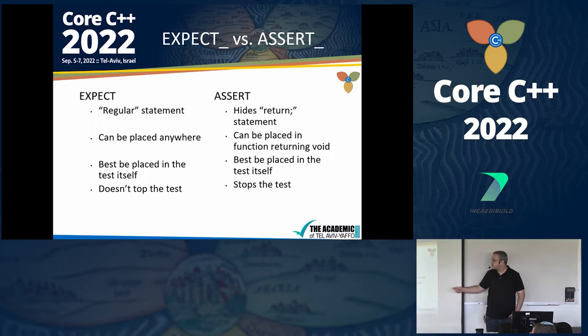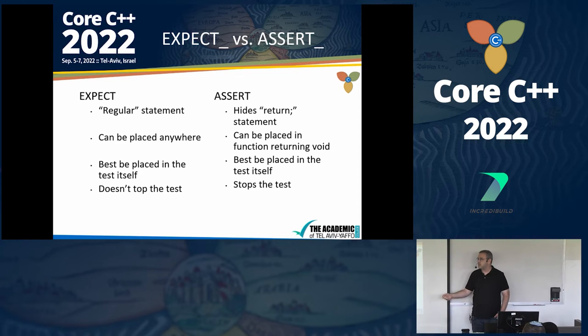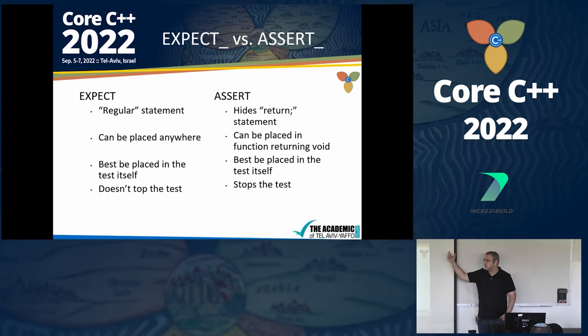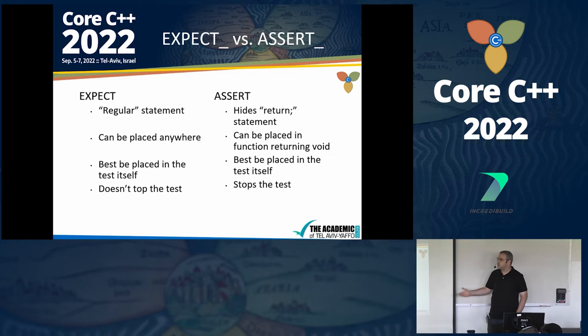Again, the best practice is to place it in the test itself. And since it hides a return, once the assertion fails on assert equal, the test will stop. Why it's important: if, for example, you expect a function to allocate an object with certain properties, and it fails to even allocate it, then trying to dereference it later on to expect the value would probably crash the system, or crash the test, which would be less indicative than if you stop it in an orderly fashion.